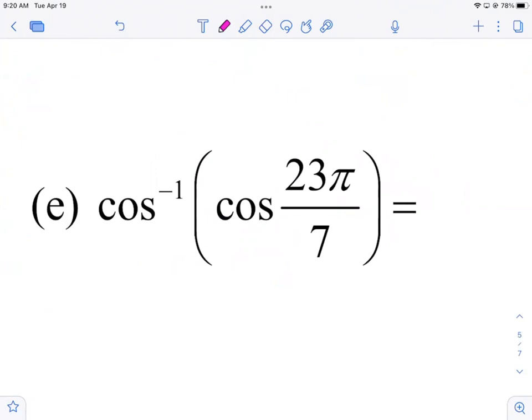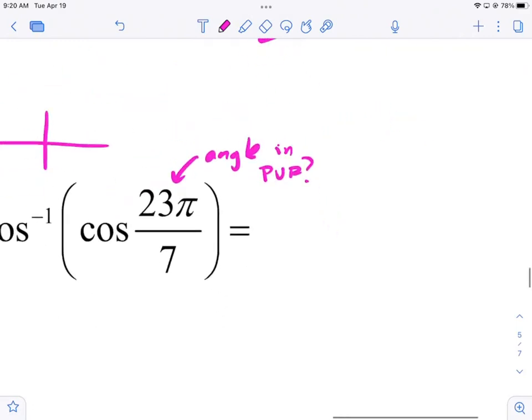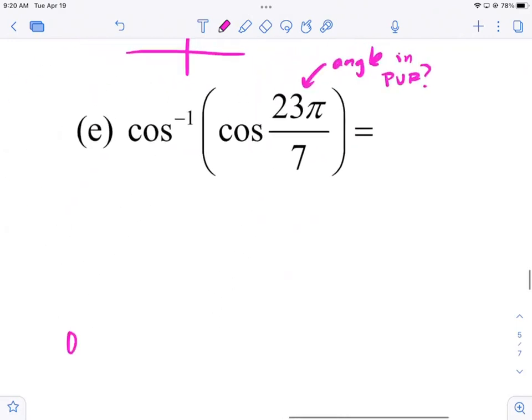It's an angle, not because it has pi in it, but because it follows cosine. It's an angle. Is it in the PVR? 9 pi over 7, if you take out a full rotation. Yeah, let's go off to the side and look at it. 23 pi over 7 is definitely larger than one rotation.